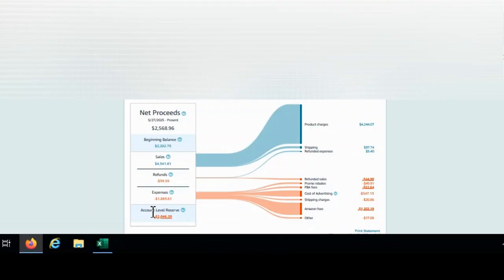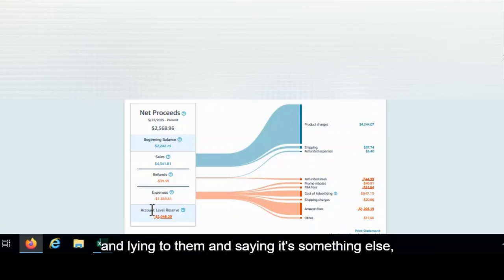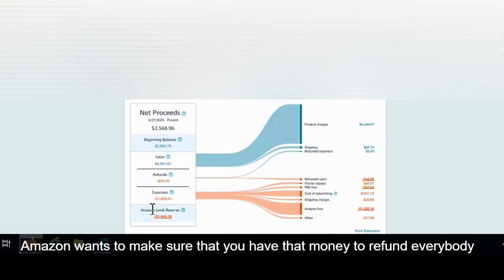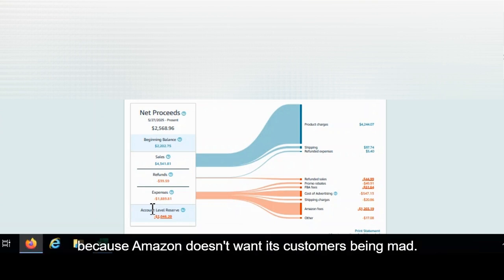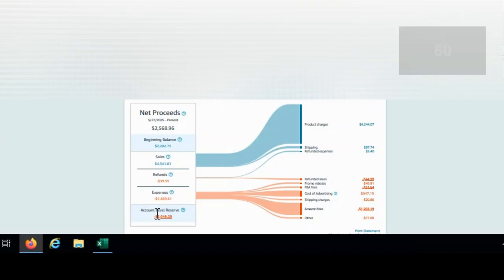What is this? Well, this is Amazon holding on to the money for 2 weeks just to make sure that you're not shipping rocks to customers and lying to them and saying it's something else. Because if that were to happen, Amazon wants to make sure that you have that money to refund everybody, because Amazon doesn't want its customers being mad because they just don't shop on amazon.com anymore. That's the point of the account level reserve.